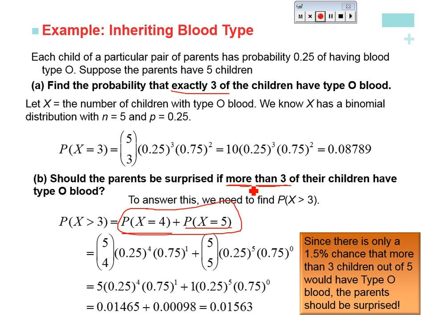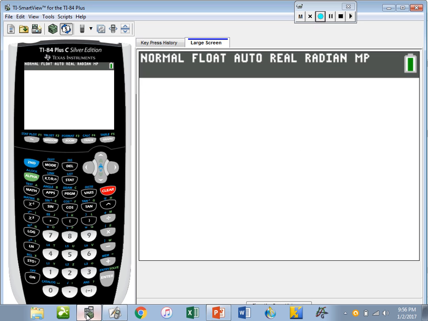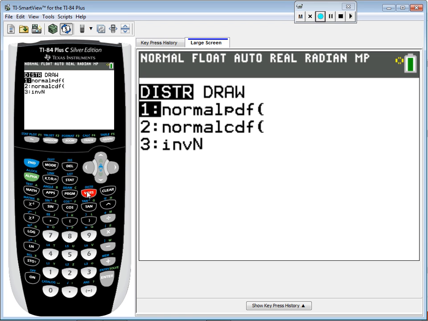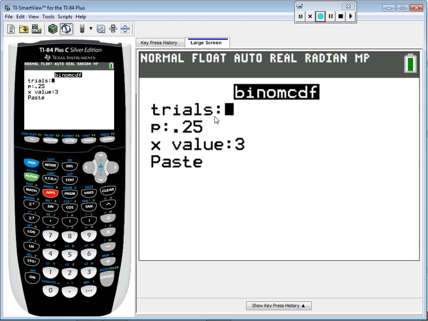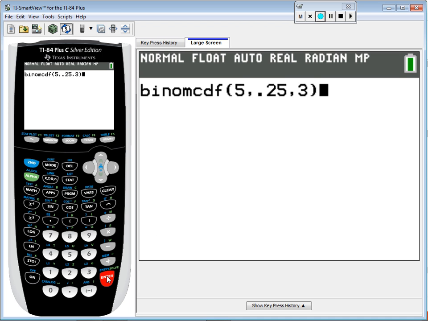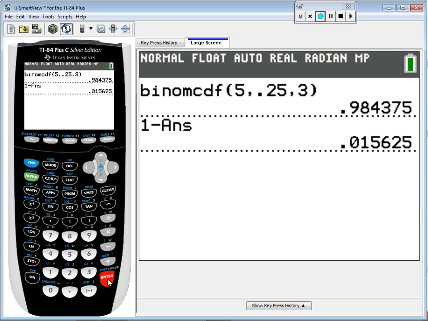So to do more than 3 in my calculator, the complement of more than 3 would be 3 or less. If I go to do this with the binomial CDF, I'm going to go once again to second vars and use my up arrow key. Binomial CDF is alpha B, which is alpha abs. I'm still going to put in the number of trials. I got 0.25 here, but my X value is going to be 3 or less. And when I paste this in, I got this here. And then if I do 1 minus that, that will give me the correct probability.